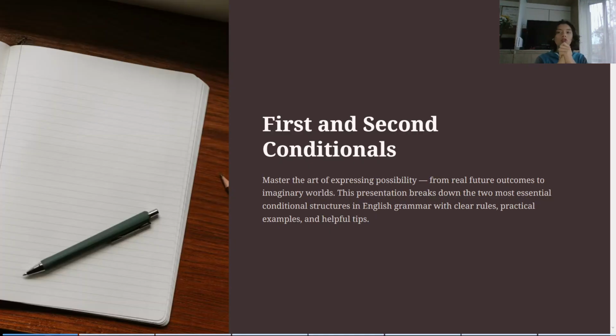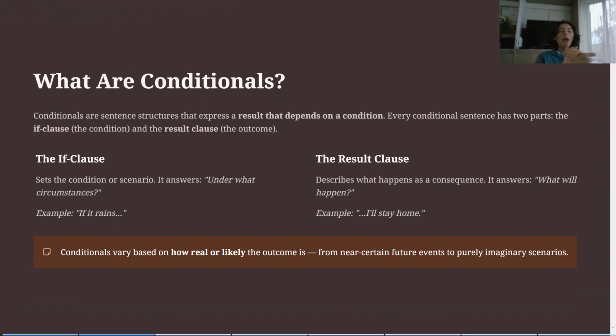I'm going to talk about the first and second conditional in English. The conditionals are very useful because they allow you to talk about possibilities, future situations, similar situations, and their possible results. In this presentation, I'm going to explain what conditionals are, how the first and second conditionals work, and the main difference between them. Let's go. What are conditionals?